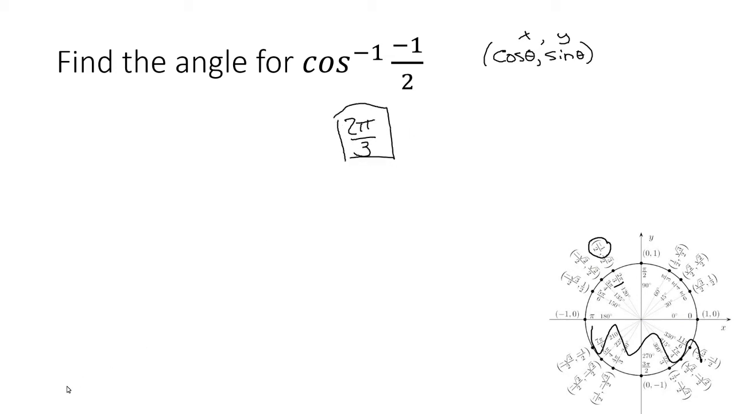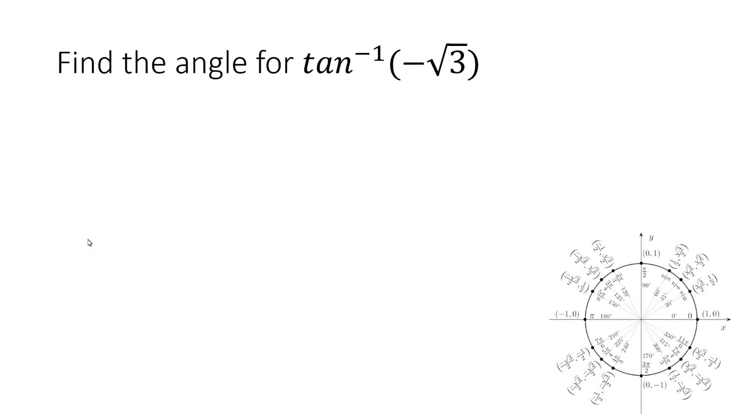Okay, so now let's look at a tangent. We're going to find the angle for the inverse tangent of -√3. Now we need to think about it: the tangents are going to be negative in this quadrant and this quadrant. But we can't use these two quadrants. We have to use the first and fourth. So we're going to be in the fourth quadrant.